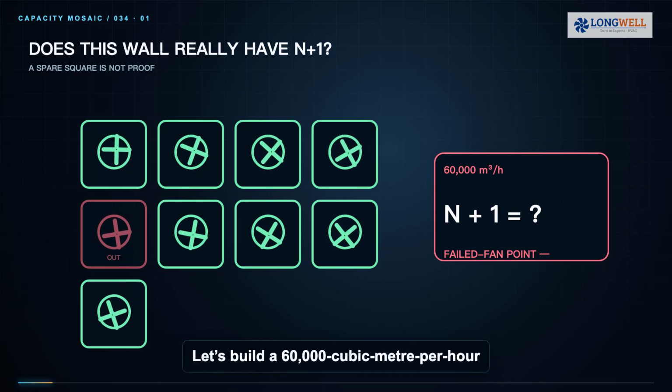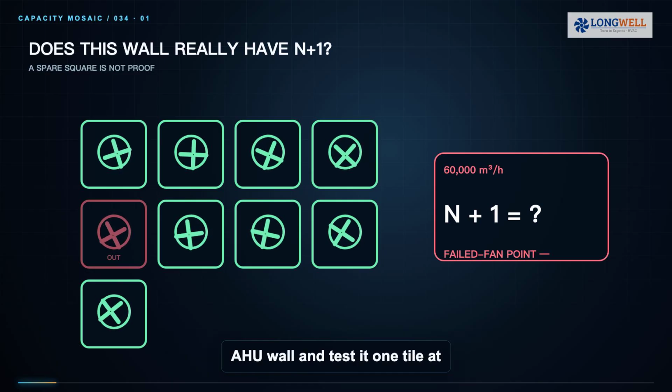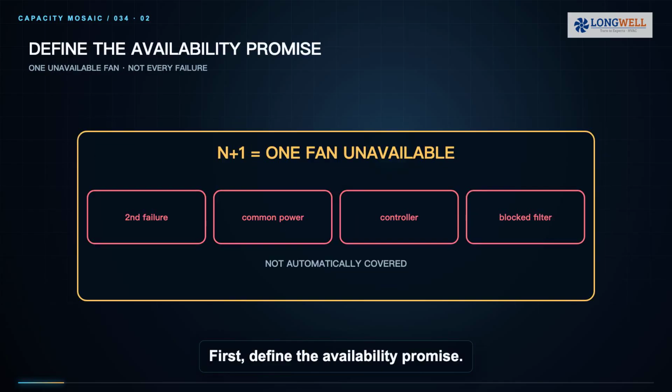Let's build a 60,000 cubic meter per hour AHU wall and test it one tile at a time. First, define the availability promise. N is the number of fans required to meet the design duty. N+1 means one additional fan, or one fan failure capacity.